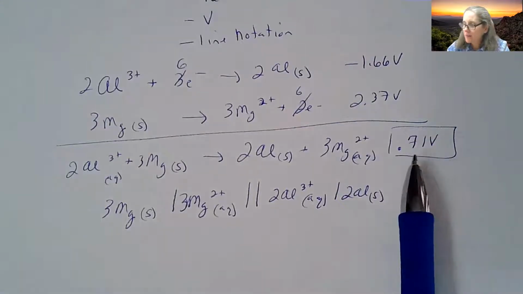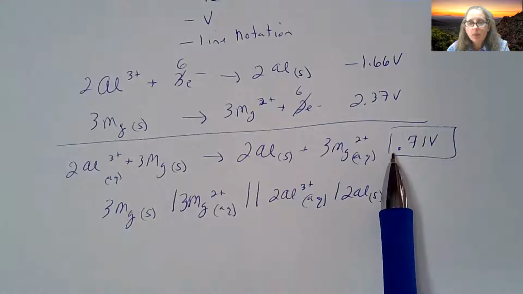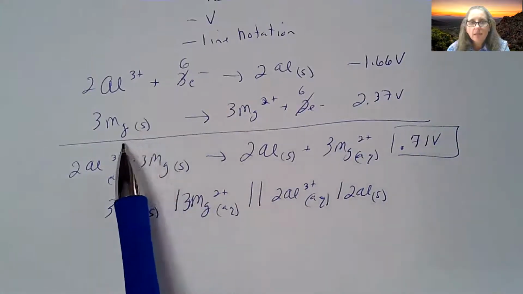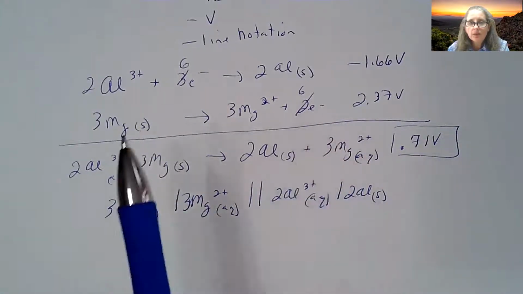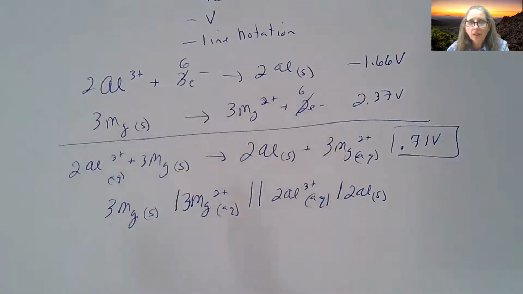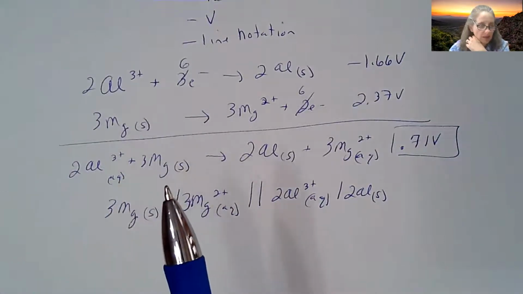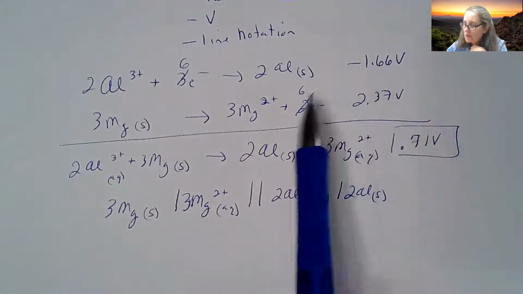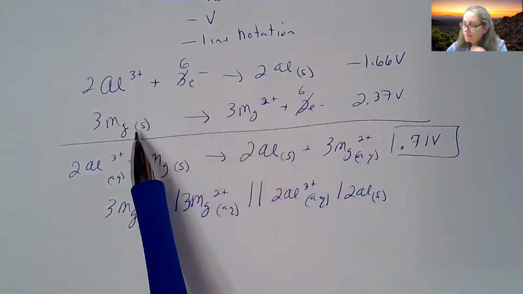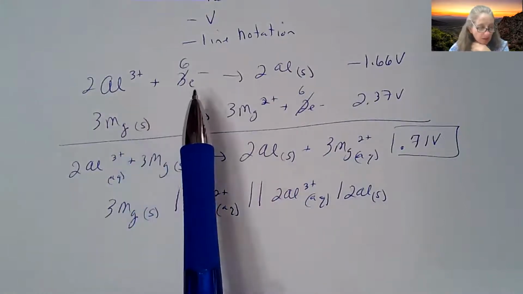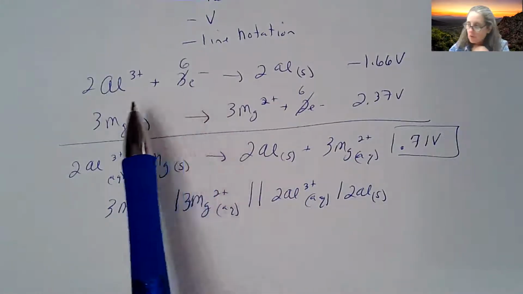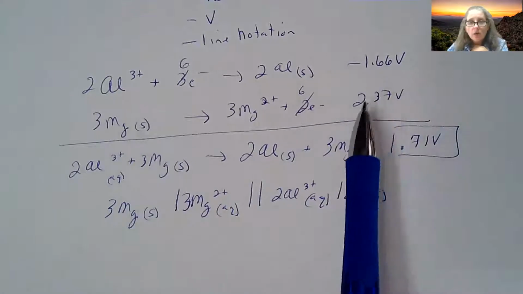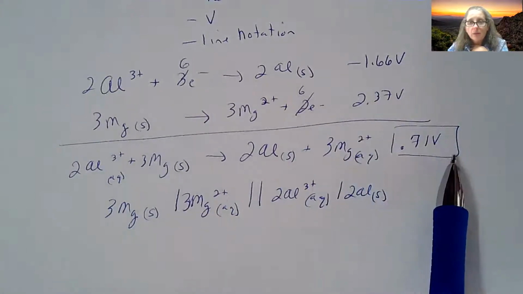All right, so your voltage for this one comes out to be 0.71 volts. Again, the magnesium is going to be the one losing electrons. Aluminum is going to gain, depending upon where it is on the list. Magnesium is higher than aluminum on that reduction potential, so aluminum is going to want to reduce. So you end up with 0.71 volts.